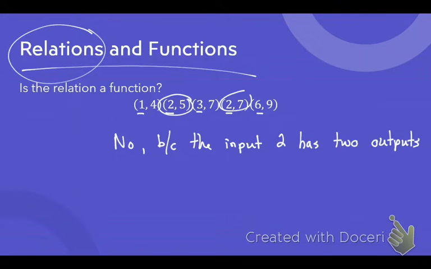Remember, this is multiple choice, so I'll have some different reasons. If I said no because the output has 2 inputs, that's not correct. I'm looking at input values having only 1 output.